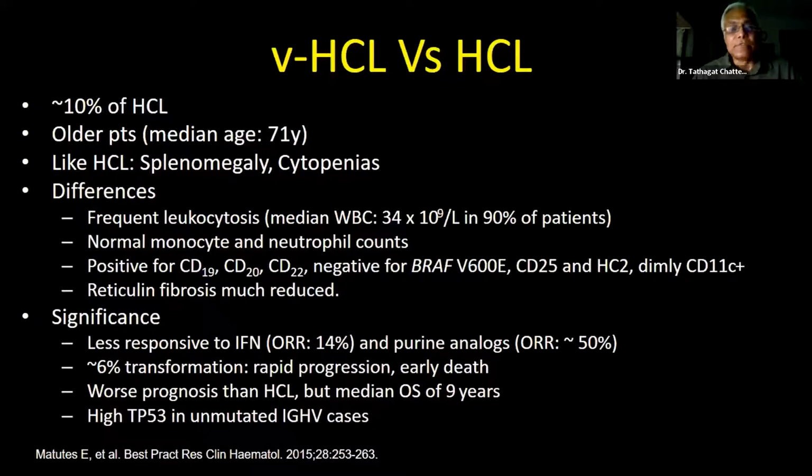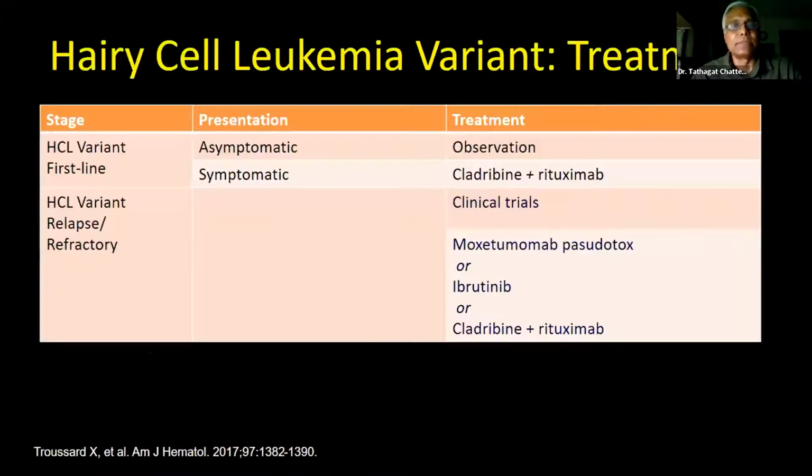But a high TP53 in an unmutated IGHV case shows a poor prognosis of a variant hairy cell. And these are various treatments of variant hairy cell leukemia. The first line may be cladribine with rituximab, and of course, moxetumomab pasudotox can be used, also ibrutinib in the relapsed cases.